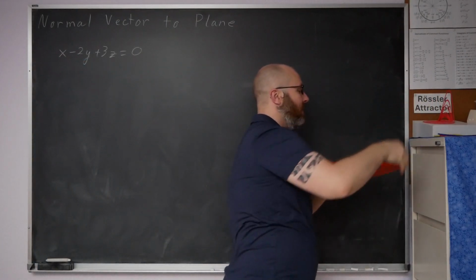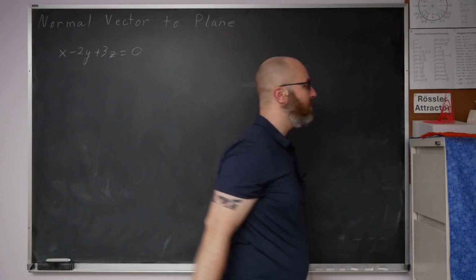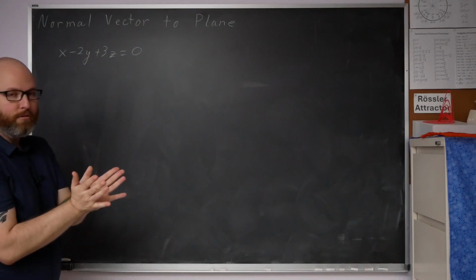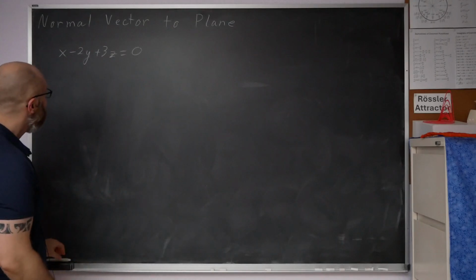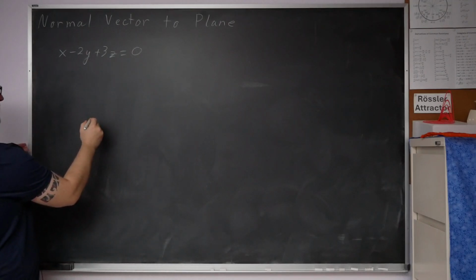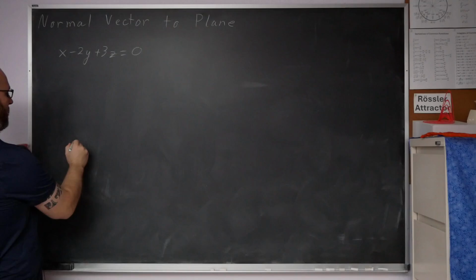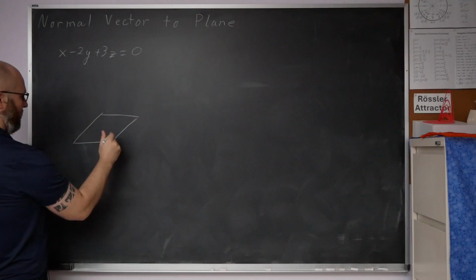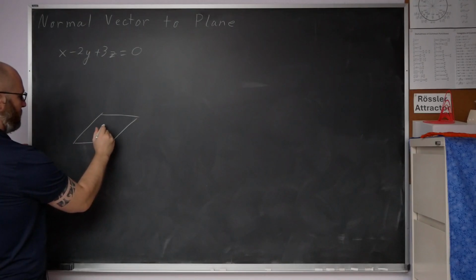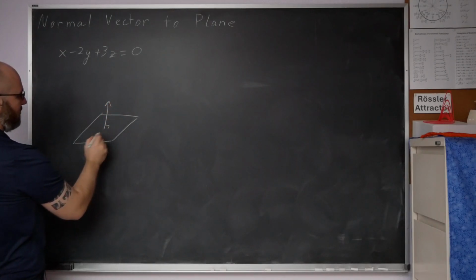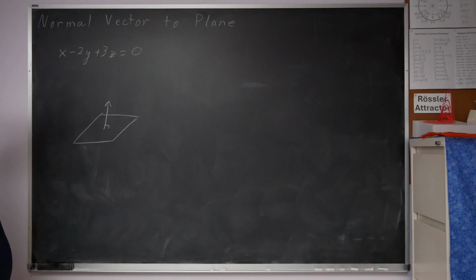Well, the straightforward way to do it is we could solve for a couple of points in this plane, compare a couple of vectors, and do a cross product, but that's a lot of work. Turns out there's a much, much easier way to do it. Let's say you have some plane, and you've got a normal vector on that plane, forming a right angle. And it's x minus 2y plus 3z.